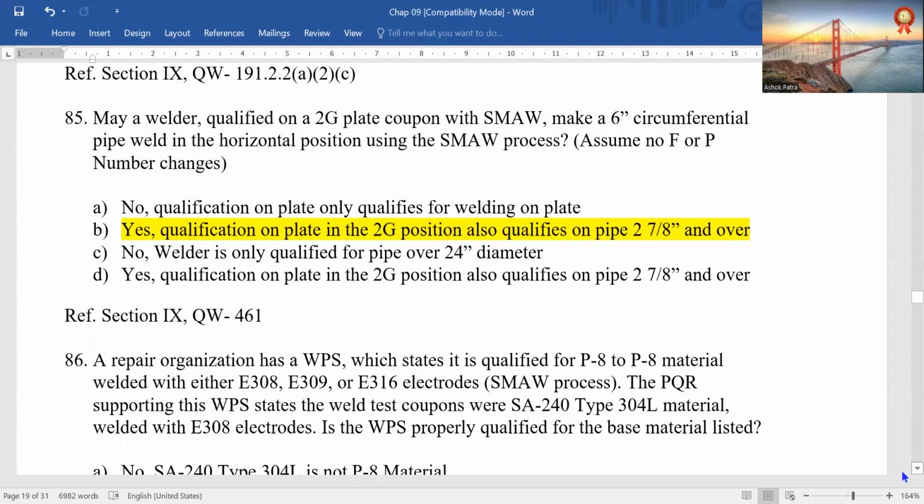May a welder qualified on a 2G plate coupon with SMAW weld a max 6-inch circumferential pipe weld in horizontal position using the SMAW process? Assume no F number or P number change. Yes, qualification on plate in 2G position also qualifies pipe 7/8 inch and over.